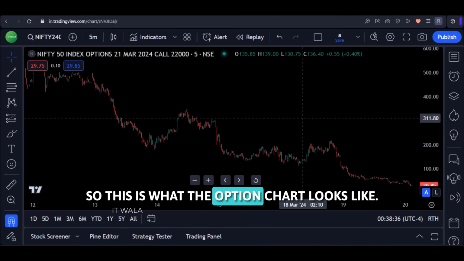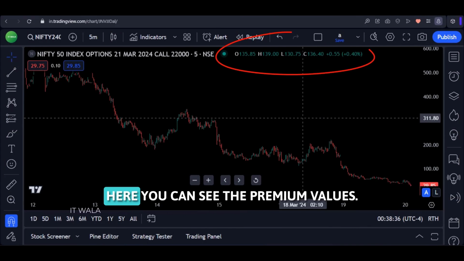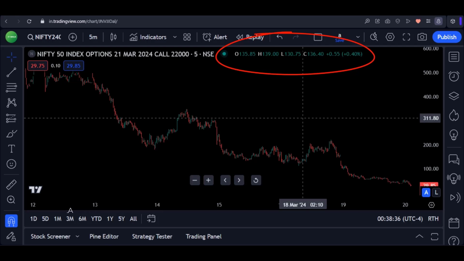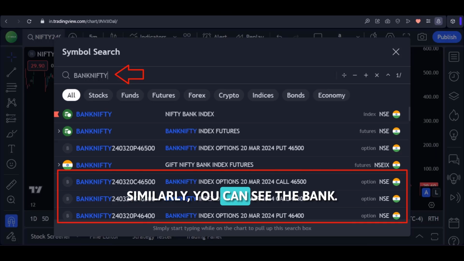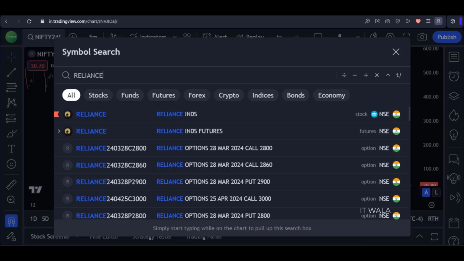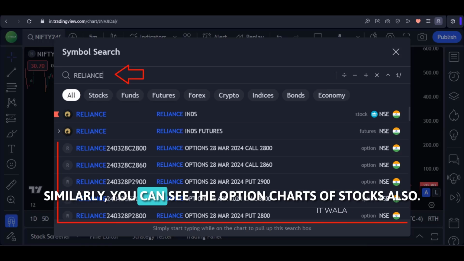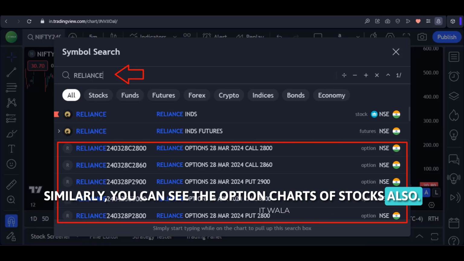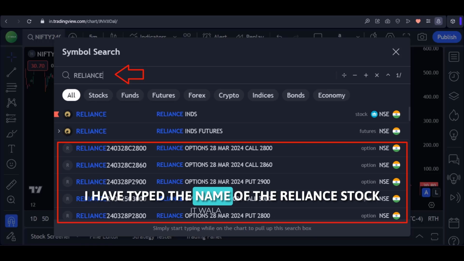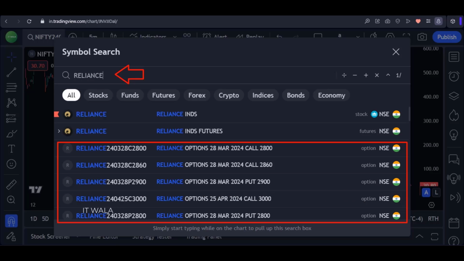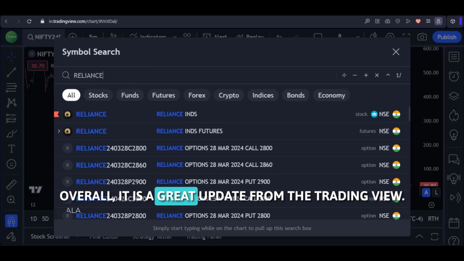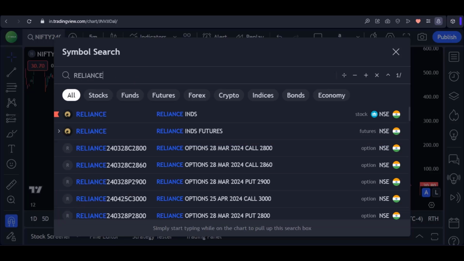So this is what the option chart looks like. Here you can see the premium values. Similarly, you can see the Bank Nifty options. Similarly, you can see the option charts of stocks also. I have typed the name of the Reliance stock, so we can see the option charts of the Reliance here. Overall, it is a great update from the TradingView.